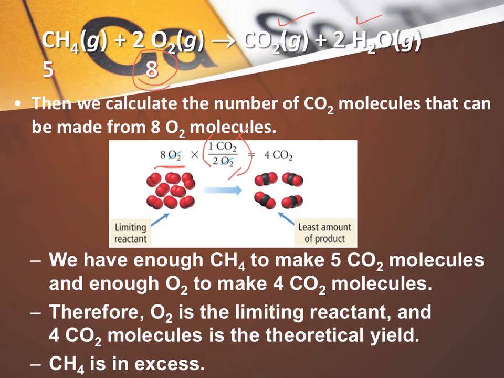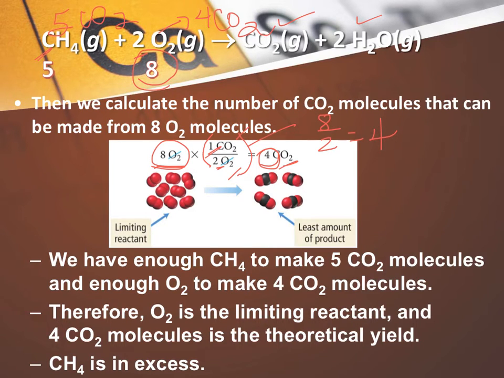So the mole ratio of oxygen to methane is 2 to 1. And so this calculation is 8 divided by 2, which means that we can make 4 carbon dioxide molecules if we start with 8 oxygen. So at the previous slide, oxygen can make 4 CO2, and if all of our methane reacted, it could make 5 CO2.